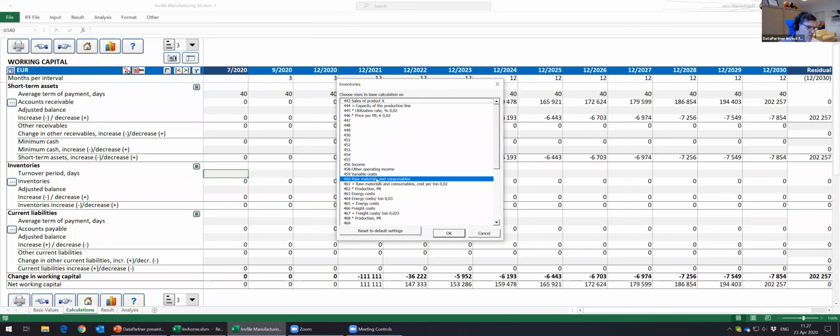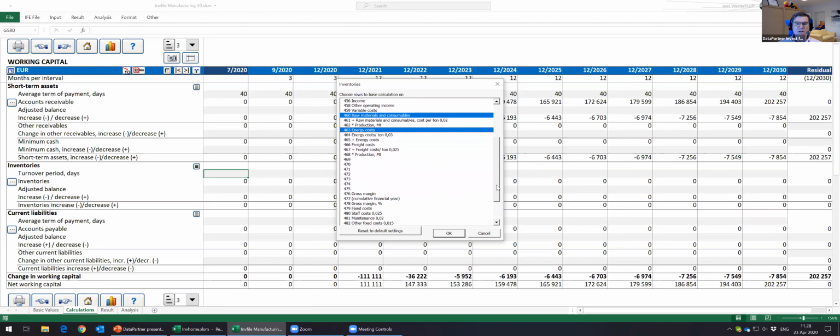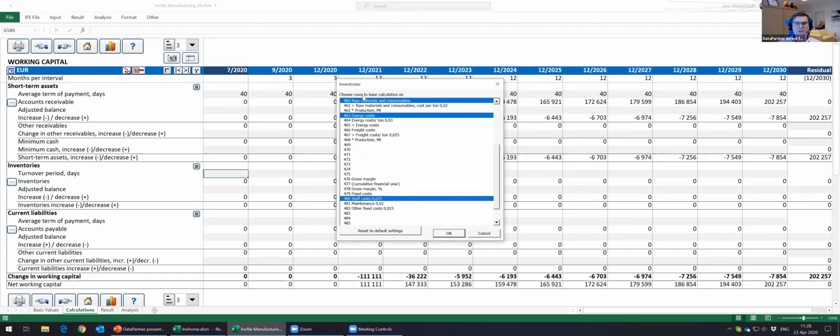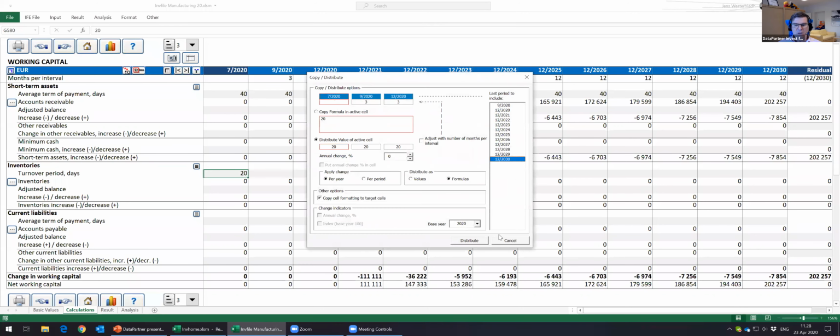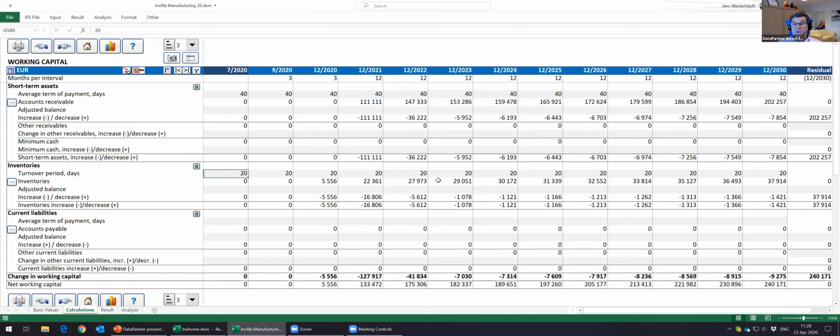So raw materials, but I also want to include energy. And I even want to have production personnel costs. And they are here, staff. So now I select those 3 to be included. Remember, the only default was raw materials and consumables, but now I want to include them all. I press OK. And the turnover time for my inventory is 20 days. So enter 20 and the 2 clicks again. And then we have the value of our inventory automatically calculated.